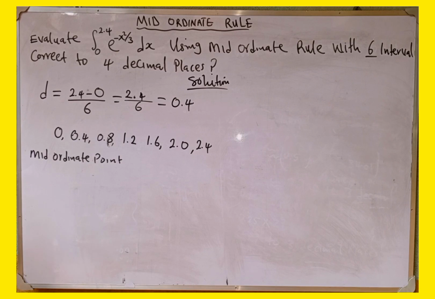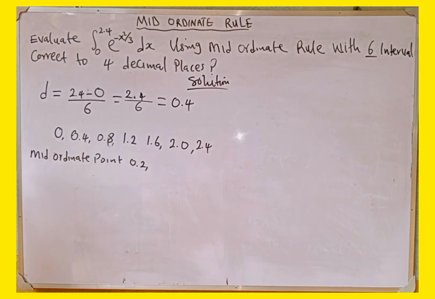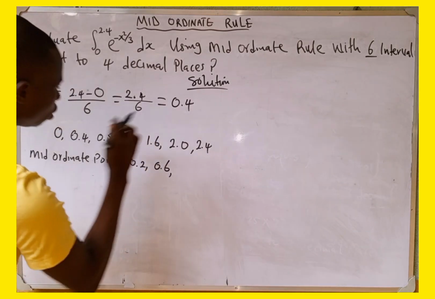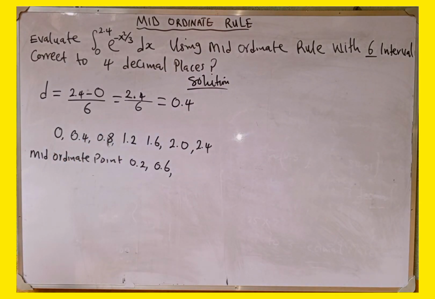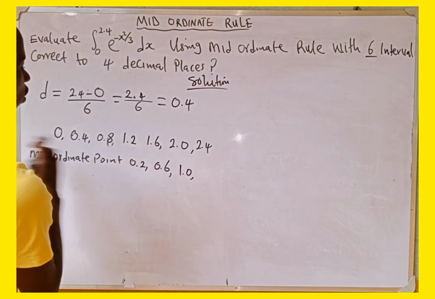We are going to have 0.2, comma. Then you remove this 0. 0.4 plus 0.8, then divide by 2, we are going to have 0.6. You remove this one. 0.8 plus 1.2, then divide by 2, we are going to have 1.0.